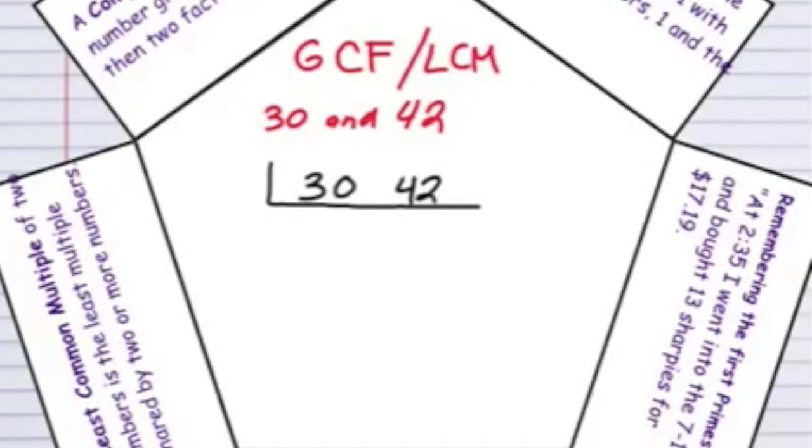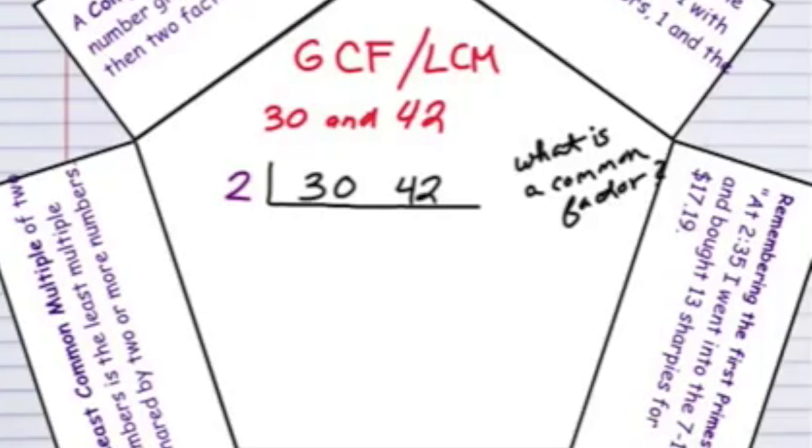And then we think to ourselves, what is a common factor of 30 and 42? And it can be any factor. It can be the biggest factor, it could be the smallest factor, it could be just a factor that comes up off the top of your head. So the factor I'm going to choose is the number 2.